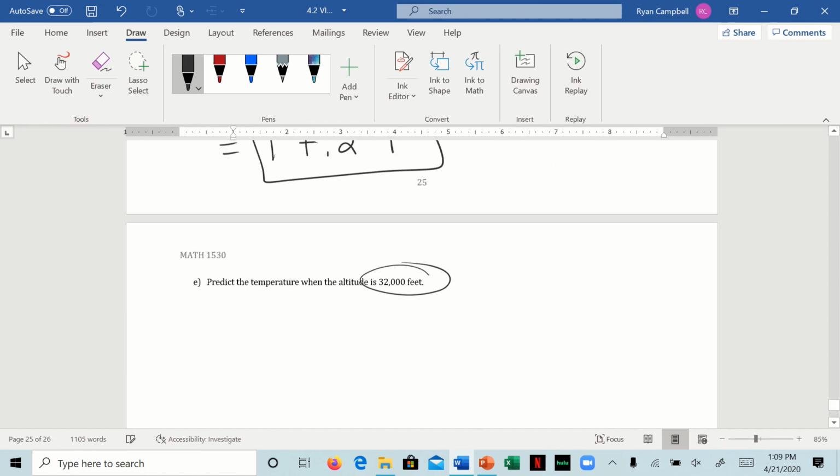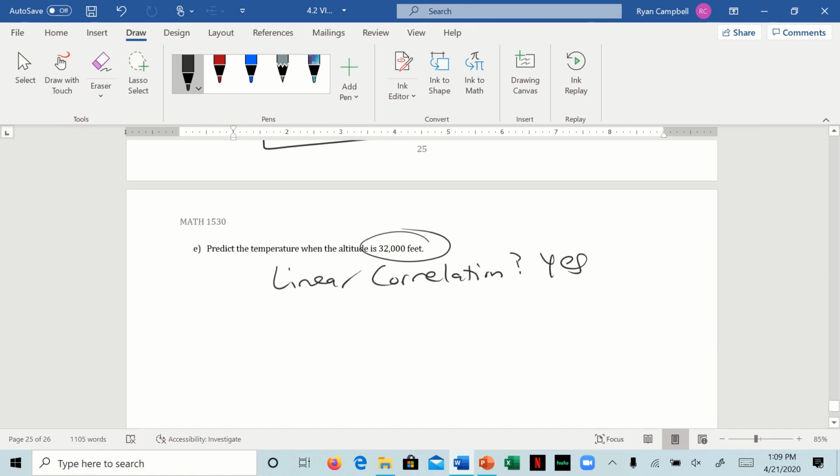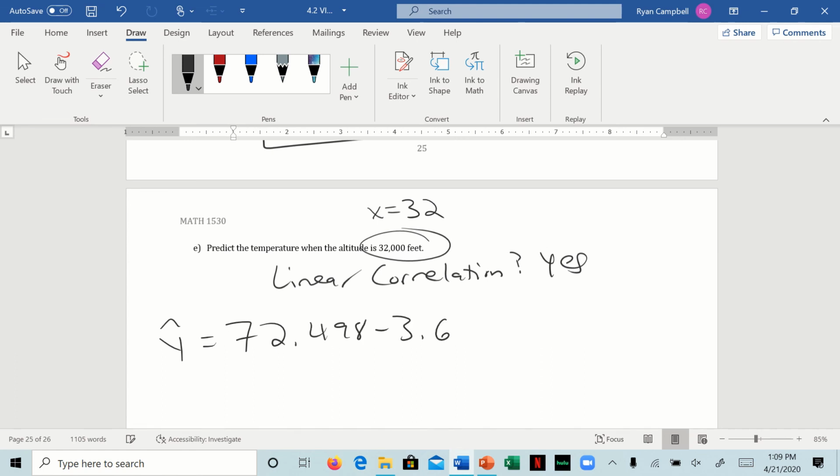All right, what if we are at 32,000 feet? Again, you ask yourself, is it a linear correlation? Yes, it is. And again, it might just seem tedious. You've already decided this, but going through the process, asking yourself every single time, that's going to be helpful. So since it is, we plug it in, and since it's already in thousands, we only plug in 32 for x. So we get y-hat is 72.498 minus 3.684 times 32, and we get negative 45.4 degrees Fahrenheit.